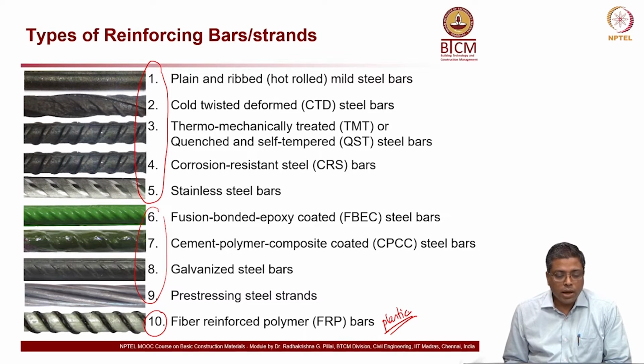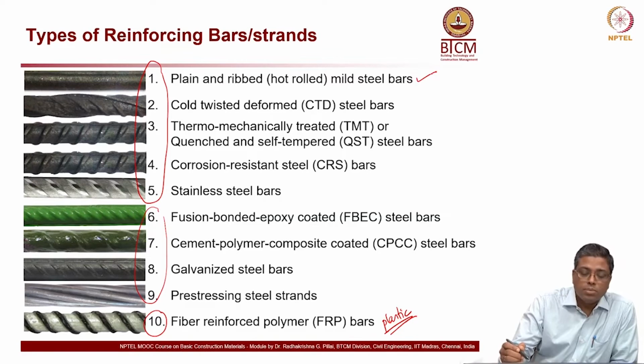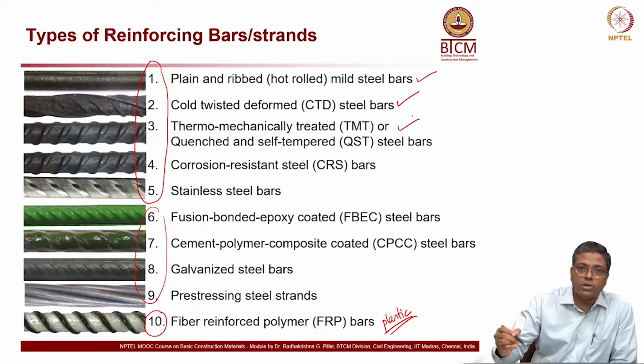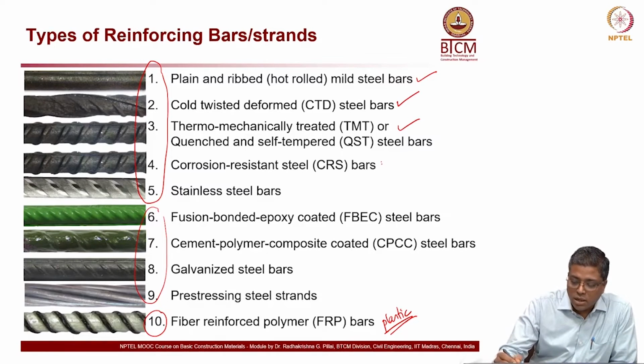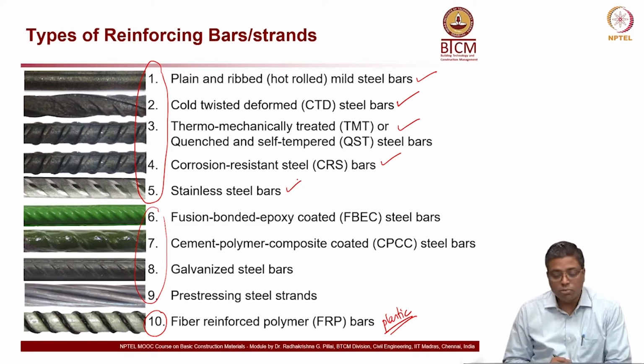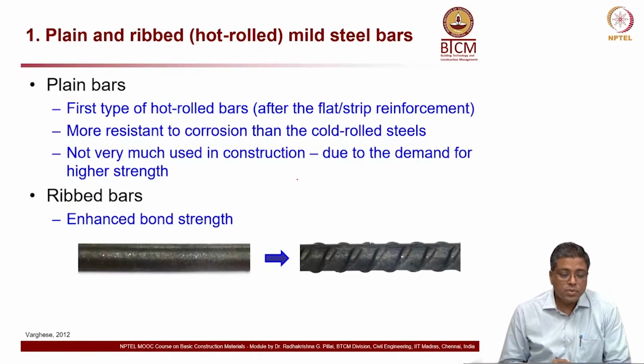Now, item 1 is plain and hot rolled or mild steel bars. 2 is cold twisted rebars. Number 3 is the one which is widely used today, TMT bars. Then corrosion resistant bars and stainless steel rebars. These are the 5 types of reinforcement which we are going to look at in the coming slides.